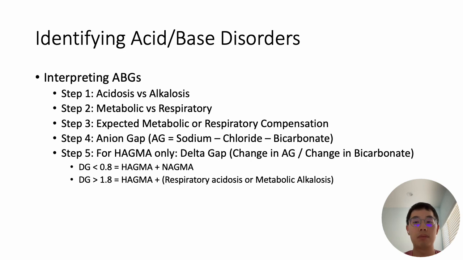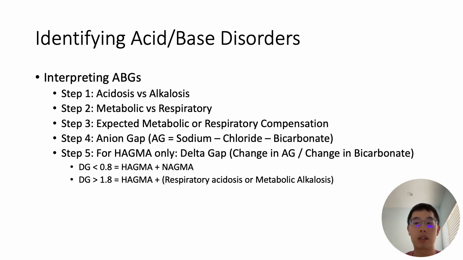In step 1, we first determine whether you're dealing with an acidosis or an alkalosis by looking at the pH. In step 2, we determine if it's a primary metabolic or respiratory issue going on. In step 3, we calculate the expected metabolic or respiratory compensation for the primary acid-base disturbance, and if it's off, then we can identify other acid-base disorders.